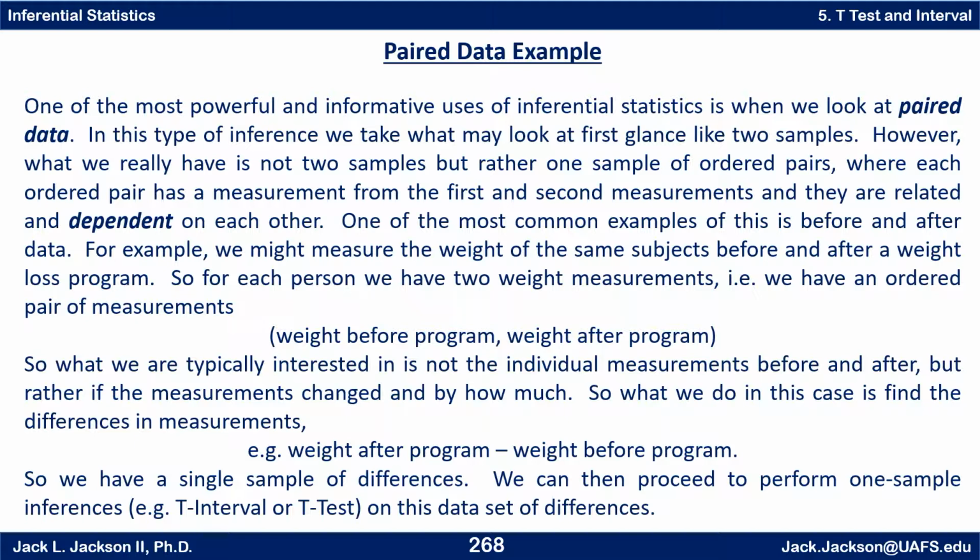So if we, for example, wanted to find if a weight loss program works, we could take a bunch of people and find the weights of people who are not on the program, and then take a sample of people whose weights are on the program and see if there's a difference. The problem with that is there's too many variables going on if we're not using the same group of people. But one way to control for that is to use paired data. And this makes this very powerful.